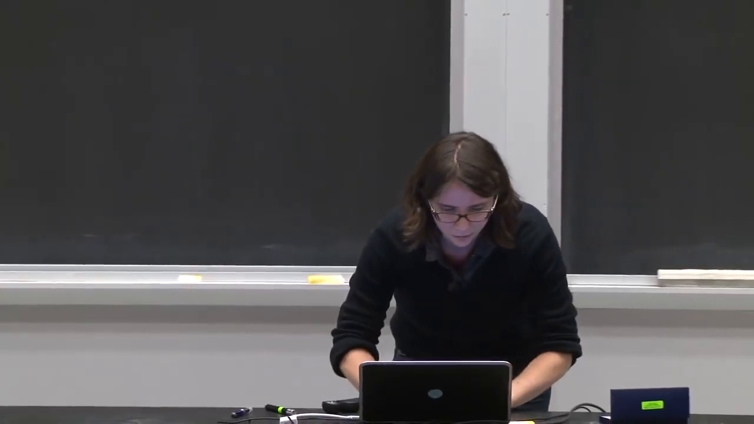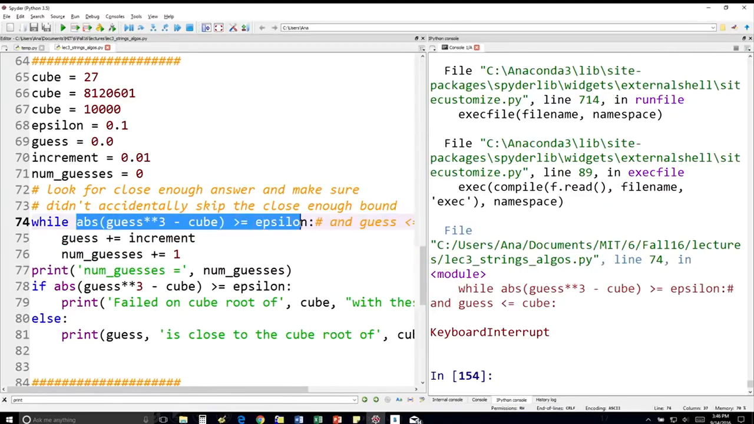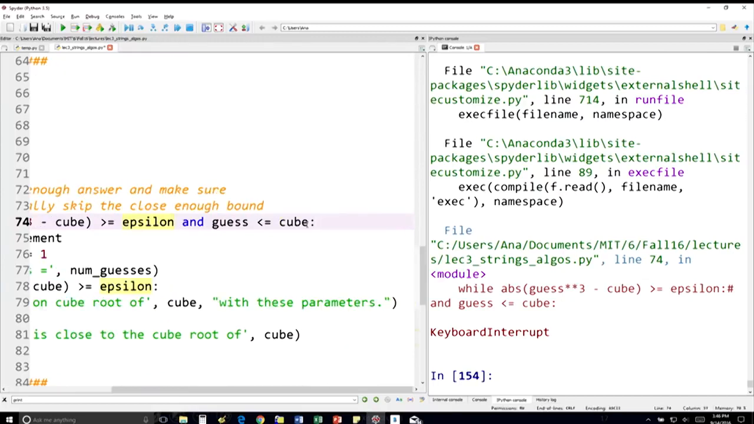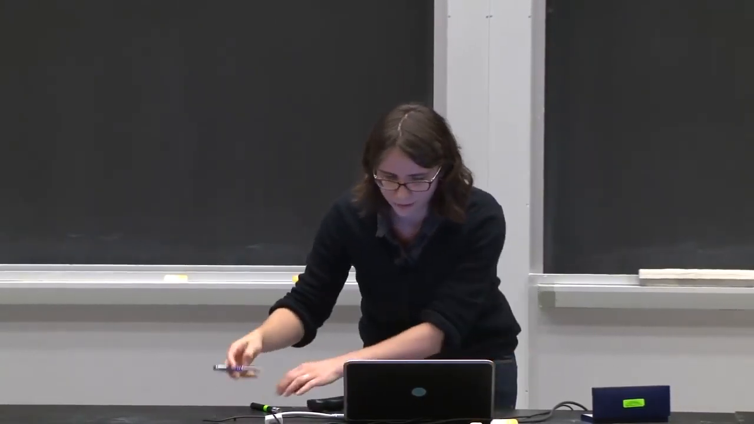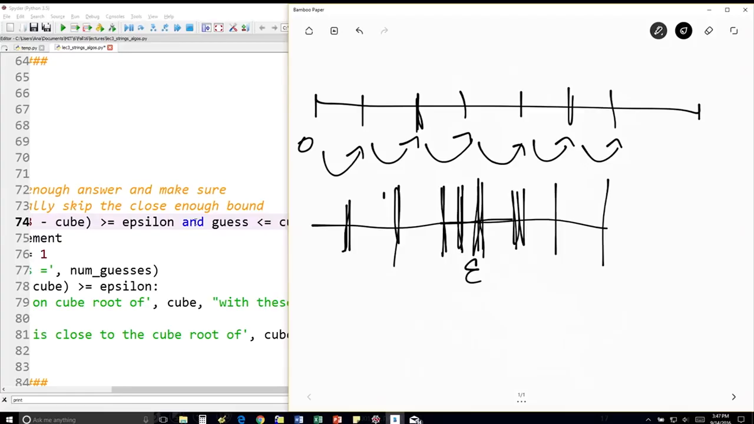All I'm doing in this code is checking whether my guess cube minus cube is less than epsilon. The only thing I need to do here is add this little clause here that says, by the way, also check that I'm less than cube. Because this is just like we did in the very first program when I'm checking 0, 1, 2, 3, 4, 5, 6, 7, 8, when I'm trying to find the cube root of 8.